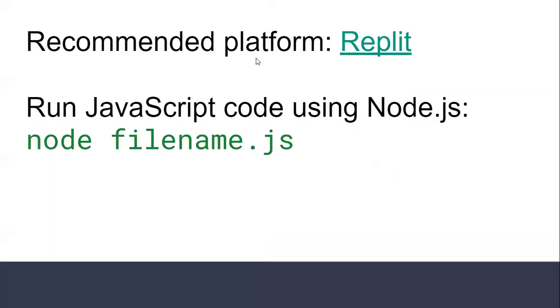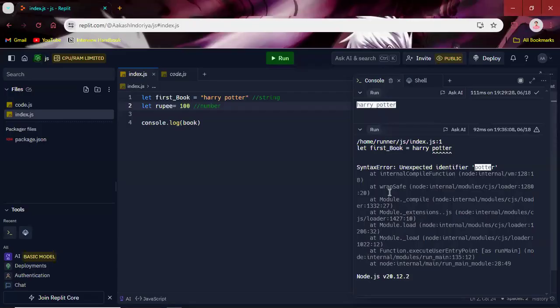So for this series, in the first 1 or 2 videos, we will code in Replit. That is replit.com, it's a website. And after that, we will install Node.js, and then we will use a code editor like VS Code. But for now, we will use Replit. So let's see how Replit looks.